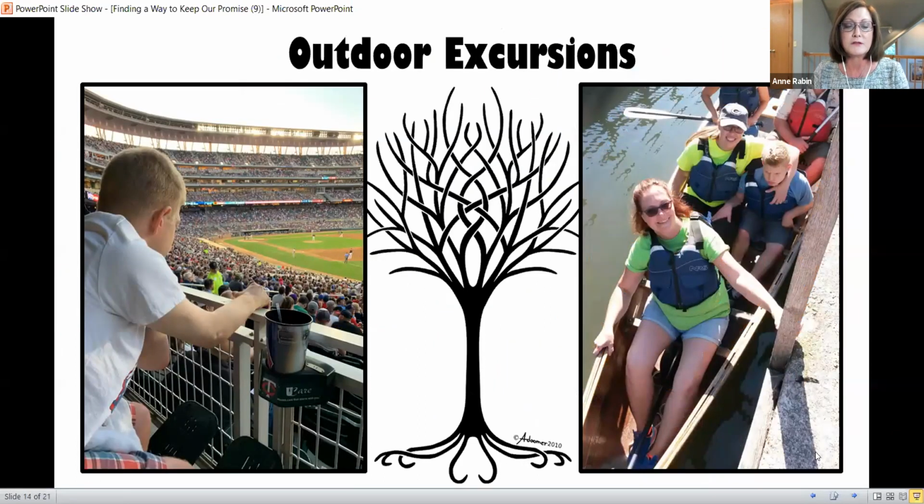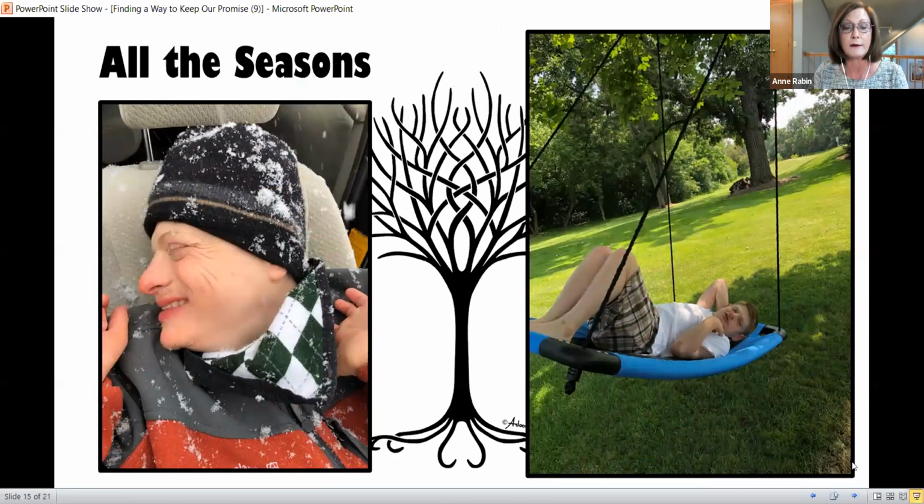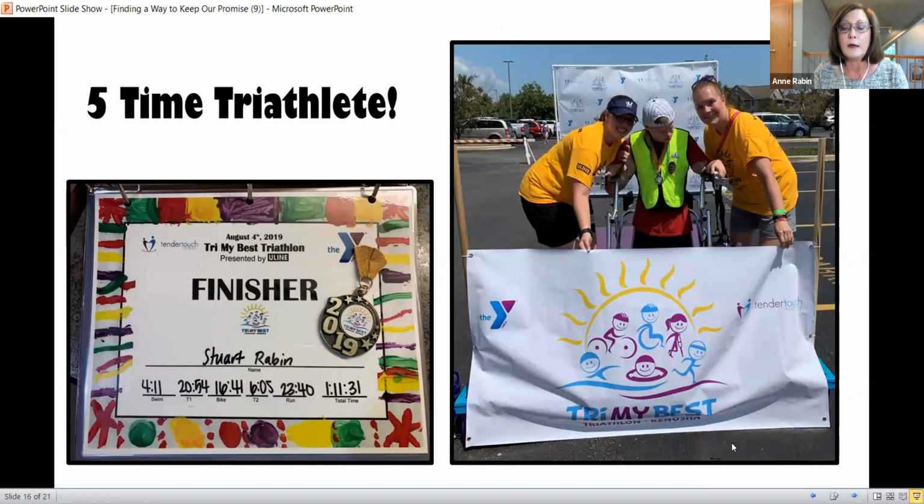and we agree. These are some pictures of Stuart's excursions. Under the Microboard, he now attends plenty of baseball games and has figured out that he enjoys baseball games. He's been on the Chicago River with the Wilderness Inquiry. You can see on his face that he gets a lot of joy from being outside in the winter and in the summer. He just finished his 5th triathlon in the Try My Best triathlon, which is a walk, run, and swim for special needs folks who are children and young adults.